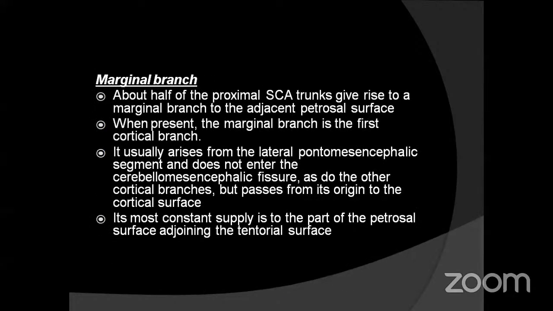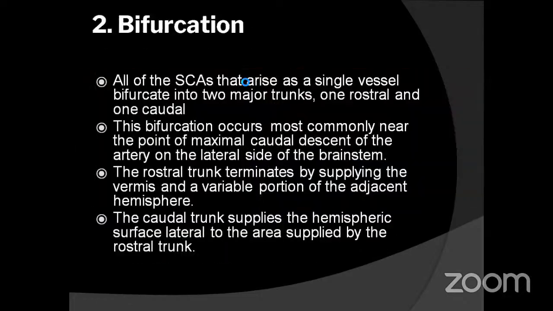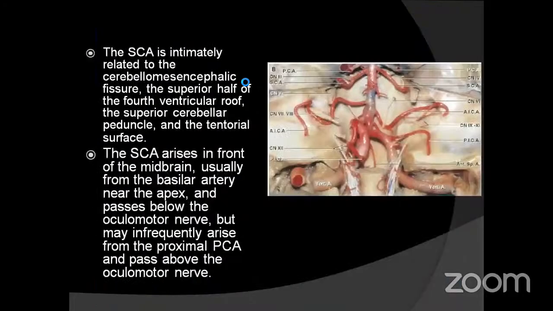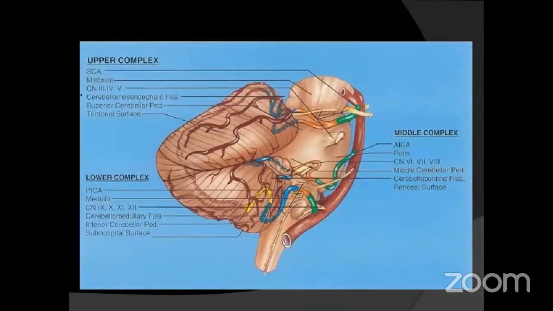Now let's talk about the marginal branch. As we discussed previously, sometimes the superior cerebellar artery supplies the middle complex as well. Going back again to our first diagram, the one we started with, we know that the upper complex main artery is the superior cerebellar artery, and the surface that it is going to supply is the tentorial surface of the cerebellum.